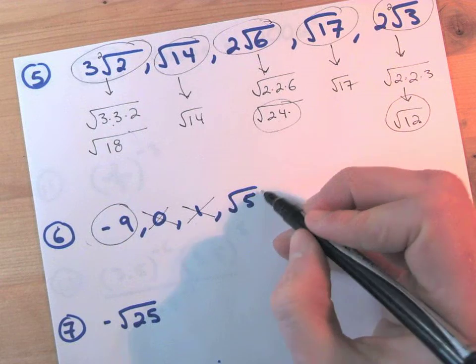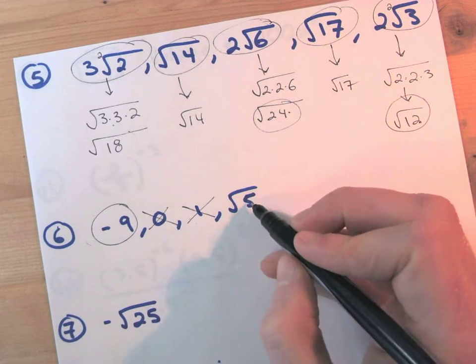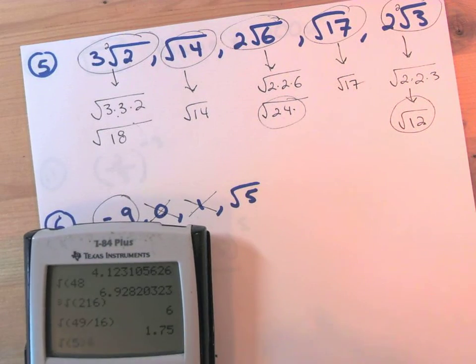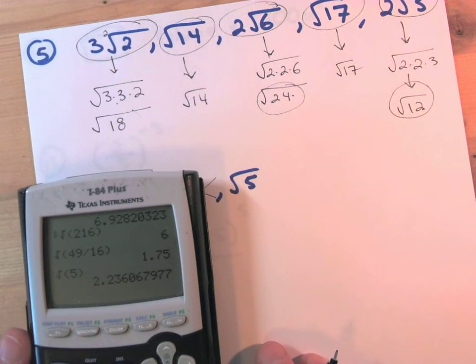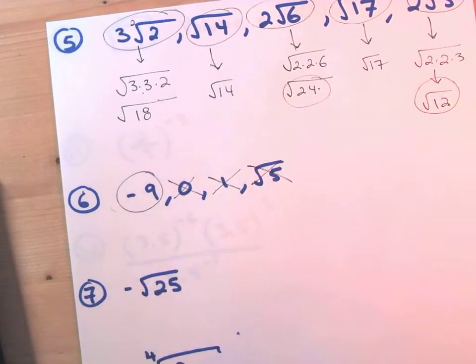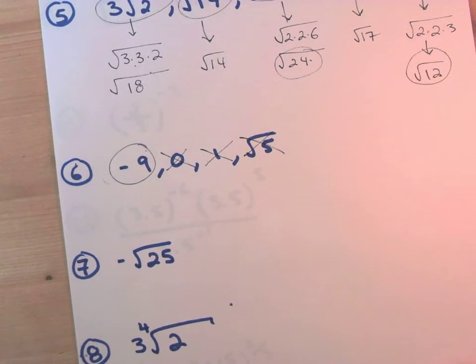So this one here, root 5, is not an integer, right? Because if we type that in our calculator, we get this kind of irrational number, okay? And irrationals just are kind of on their own. So that's not the case. So it's just negative 9.